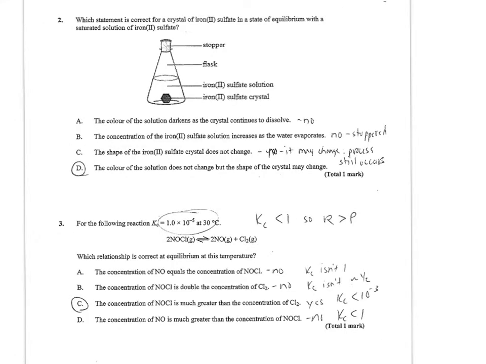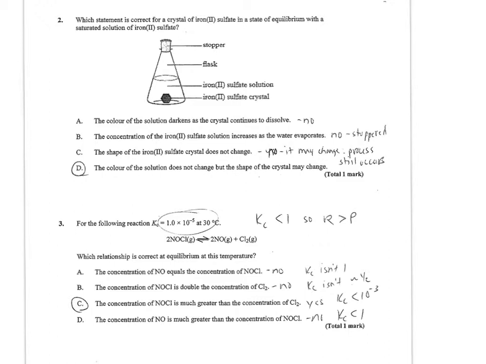Number 2 is a little bit tricky. It says which statement is correct for a crystal of iron sulfate in a state of equilibrium with a saturated solution of iron 2 sulfate. So you've got a chunk of the solid in a saturated solution of the same stuff. That means that some of the sulfate crystal may end up in solution, but at the same time, an iron ion and a sulfate ion would reform a crystal or solid ion.